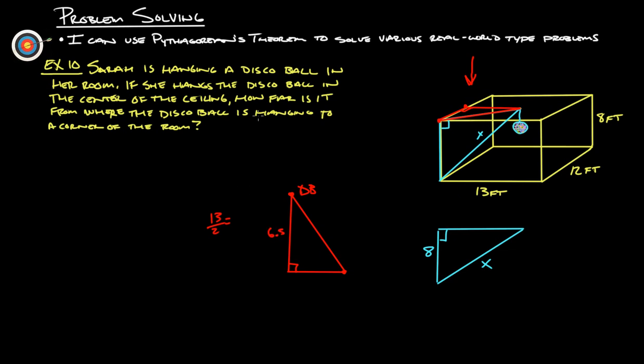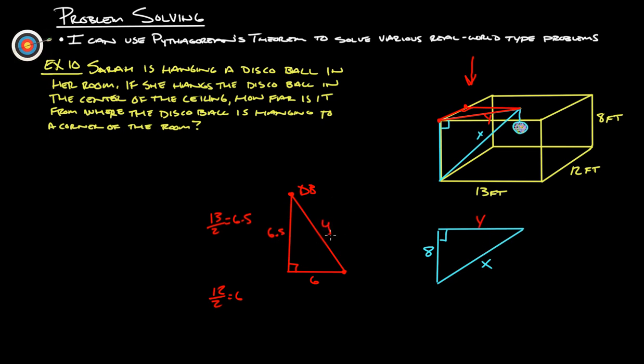And that is, what are these? Feet, 6.5 feet. Since this is hanging right in the center of the room, this piece right here is going to be half of this length right here, which is 12. So 12 divided by 2 gives us 6. Now to figure out this length right here, let's call it y.